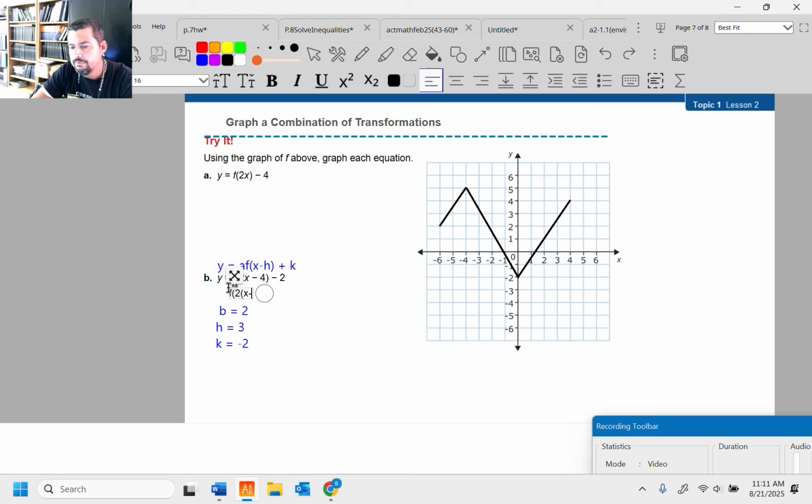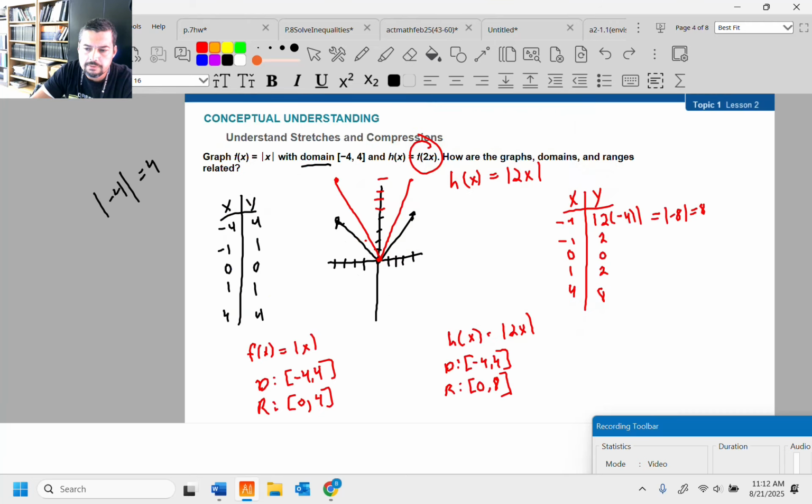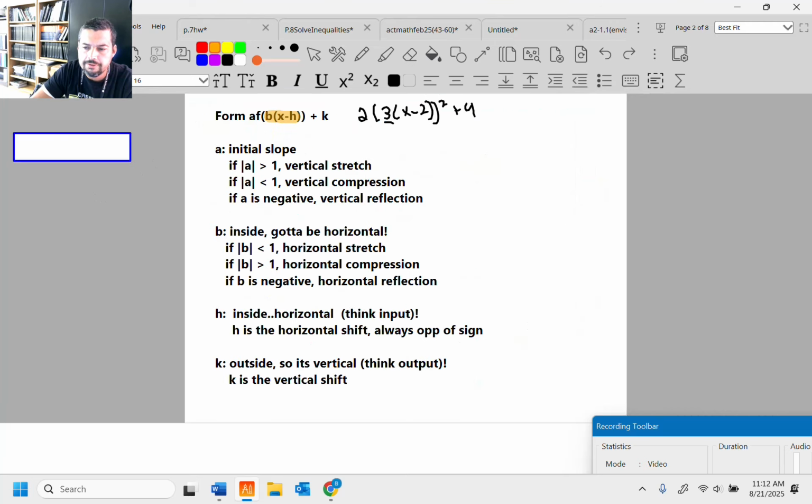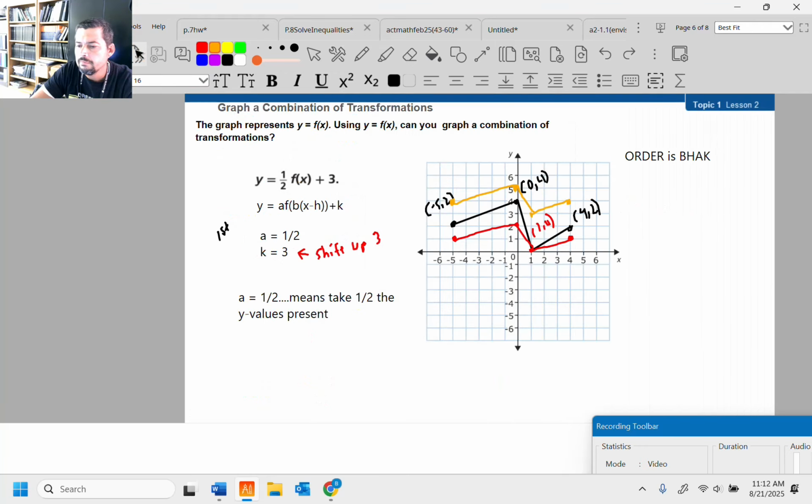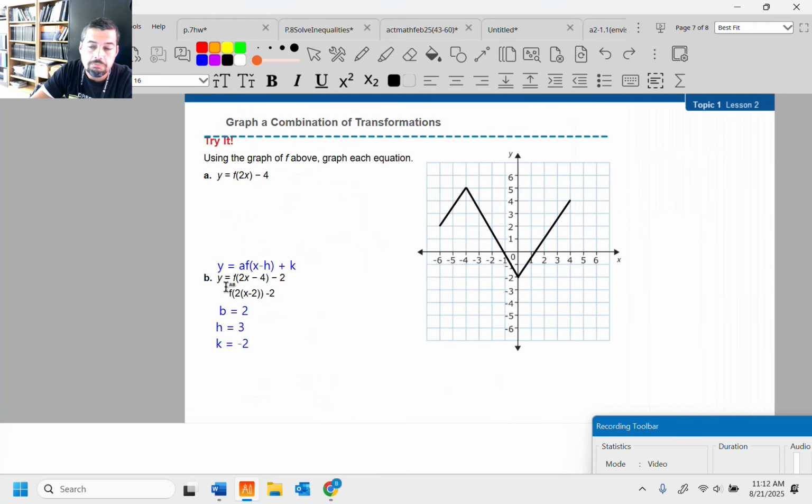Pull that 2, make that x minus 2. Okay? And then minus 2 on the outside. So remember our forms? I've seen different authors teach this different ways, but it's a factored form that we use. This is what we're going with. So now, turns out h is not 3. I changed the problem. Turns out h is 2.